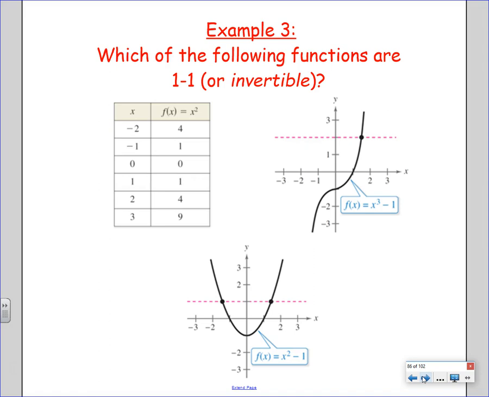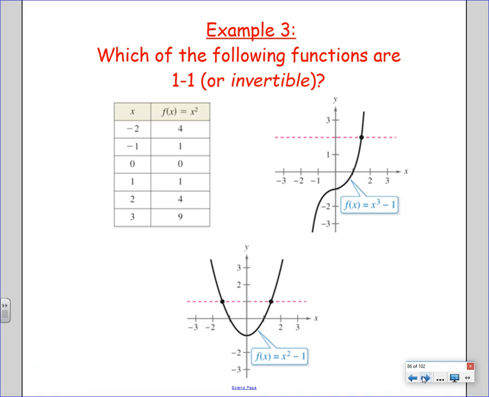I think the hardest one is probably the table. What do you guys think? Is the table invertible or no? Why not? Each x is paired with one and only one y. No x's are repeated.